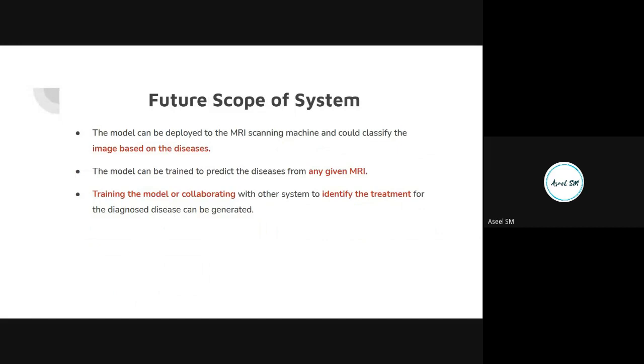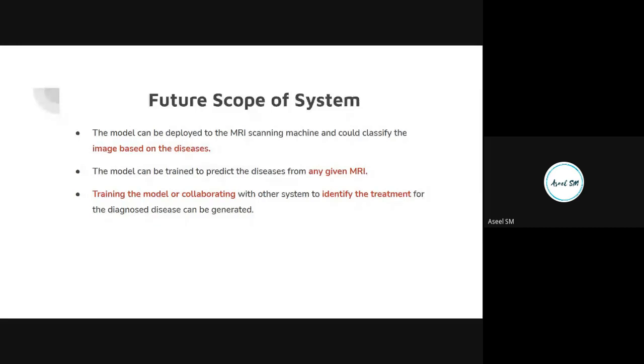Now I would like to talk about the future scope of the system. This model can be deployed in any MRI scanning machine and classify the image based on the disease. There is no time consuming process. After the MRI scan is generated, just give it to our model and it will classify which disease is identified. Also, after further upgradation, this model can be trained to predict disease from any given MRI, not only brain MRI. We can take an MRI of any body part and train the model, and it can also be used to classify them.